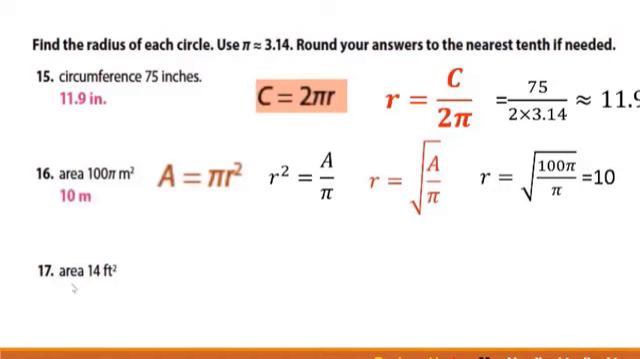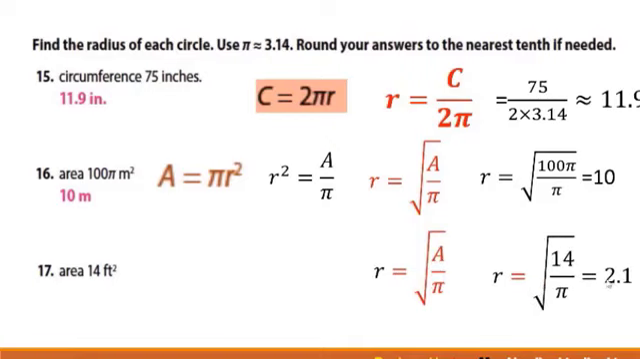The same idea, I have the area, so I have to use this rule. So r equals the square root of area divided by pi. So 14 divided by pi gives me, under the square root, 2.1. This is my answer. Okay?